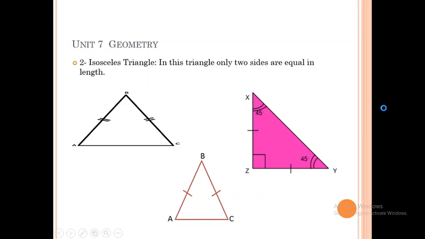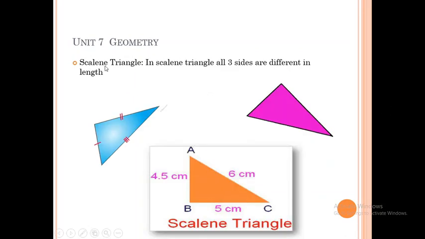Now the third one, see the name, scalene triangle. In a scalene triangle, this is a triangle, but what is the difference? All three sides are of different length. The size of this side and this side is different from each other. Same case is here in this diagram. Here you can see it is written also, this side 6 cm, this side 4.5 cm and this one is 5 cm. All three sides, their measurement, their length, their size is different. So this is called a scalene triangle.